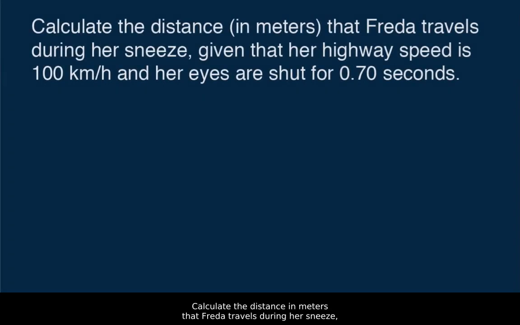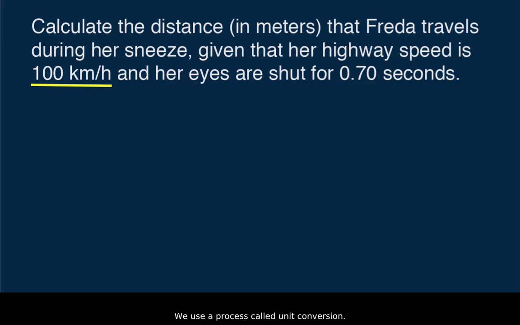Calculate the distance in meters that Frida travels during her sneeze, given that her highway speed is 100 kilometers per hour and her eyes are shut for 0.70 seconds. That's 70 hundredths of a second. Here we're asked to find the distance d in meters, while speed is given in kilometers per hour. Our task is to convert 100 kilometers per hour to meters per second.